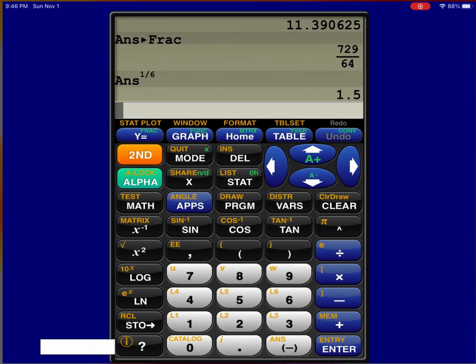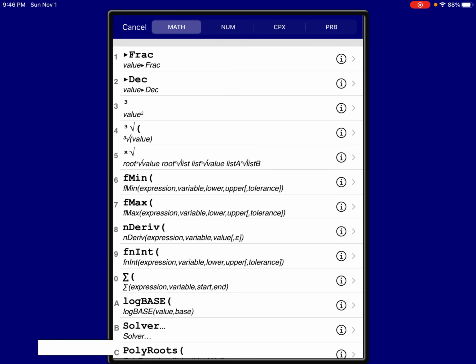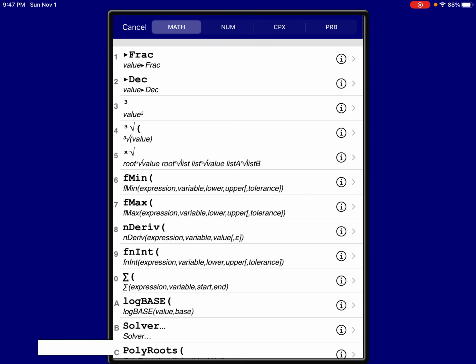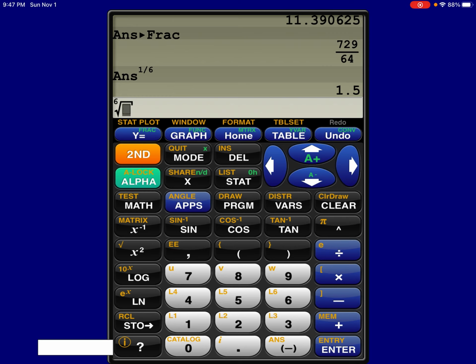So let's look at 6th root. If we hit math, if you notice, number 5 is root x value. So if you hit that, that's not going to do it for you. What you have to do first is, if you want to do the 6th root, I'm going to clear this out. You have to type 6 first. And then you go to math, and then it'd be the 5th option. And then you just type in your 729 over 64.